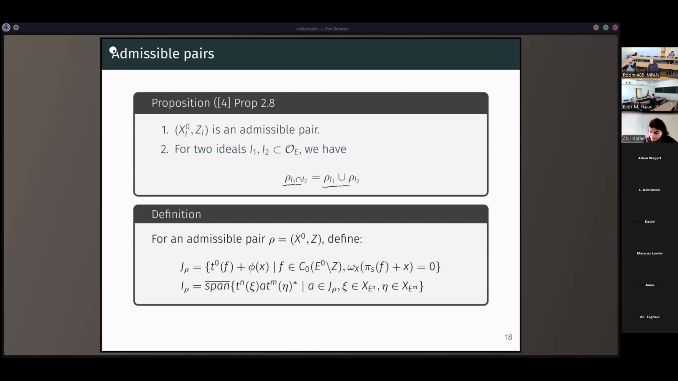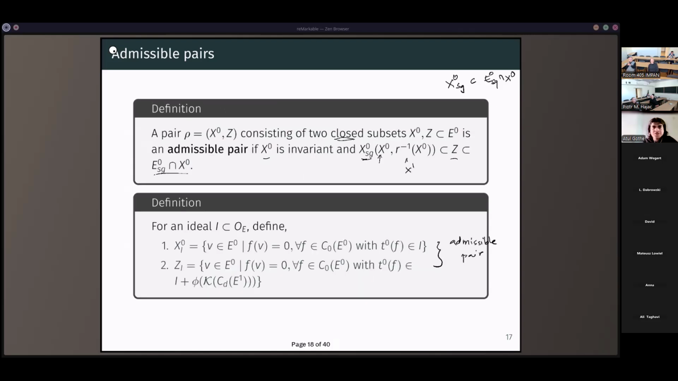Sorry, on the first point, the ideal I is arbitrary. It need not be gauge invariant. It is just a closed ideal.